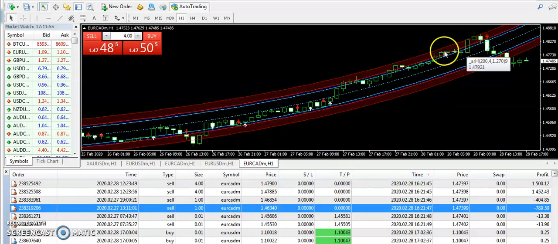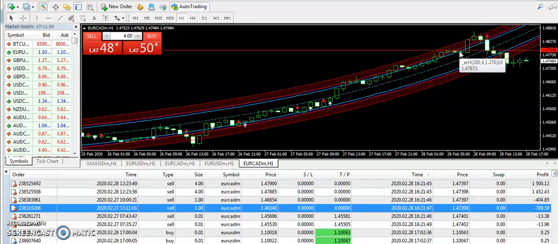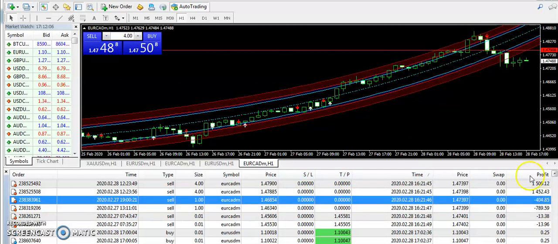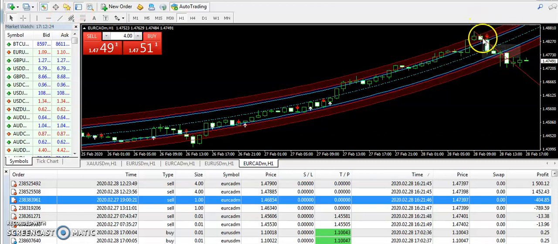Let me give you an example. Right from here, I have taken the sell positions on Euro Canadian dollar, but still, look, it was going up. Then I re-entered the trade somewhere here at the top, but again it went into loss. But later on, the market started getting rejection on this candle, so we caught this candle straight away.